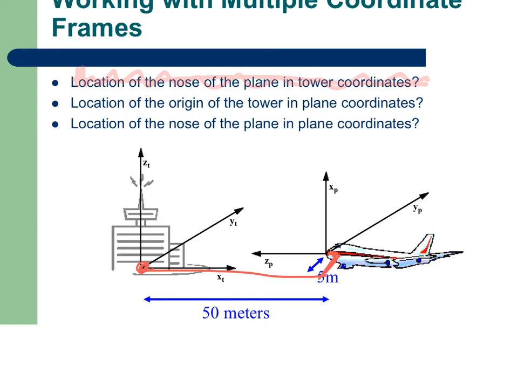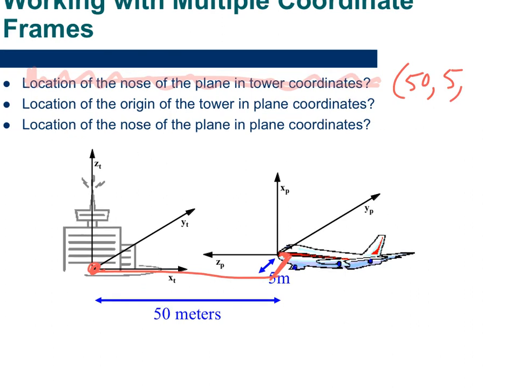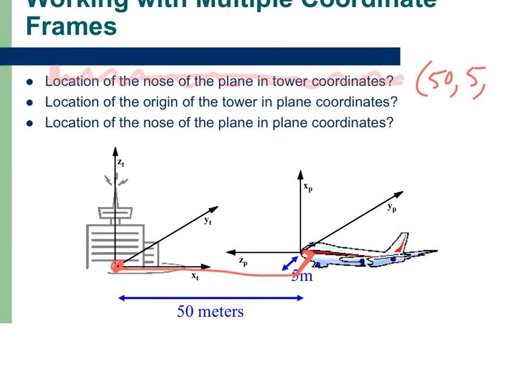So the location of the nose of the plane in tower coordinates is going to be 50 along the x-axis of the tower, 5 along the y-axis of the tower, and 0 along the z-axis of the tower. So that's the location of the nose of the plane in tower coordinates.